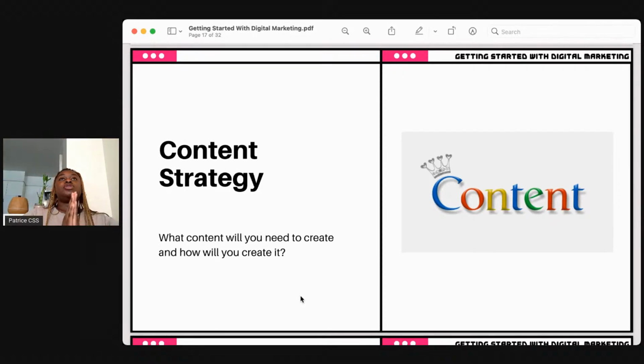Now, content strategy. We move on to content strategy now. Now we know who we're talking to, and we know how they see us, or at least how we want to be seen by them. We now need to think about what content we're going to need to create in order to really solidify that position that we want to have in their mind. We want them to see us a certain way. How do I really hone in on that with my content? And how do I really create something that's going to reach this target audience that I dream of reaching?